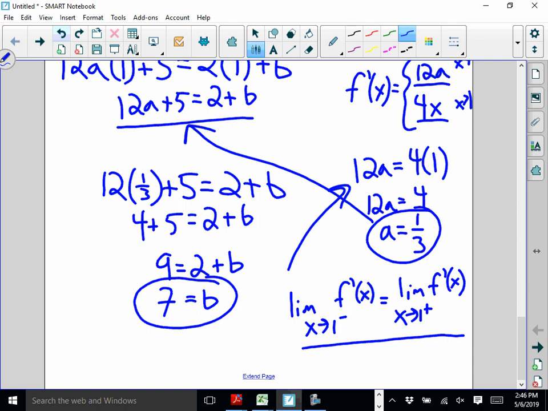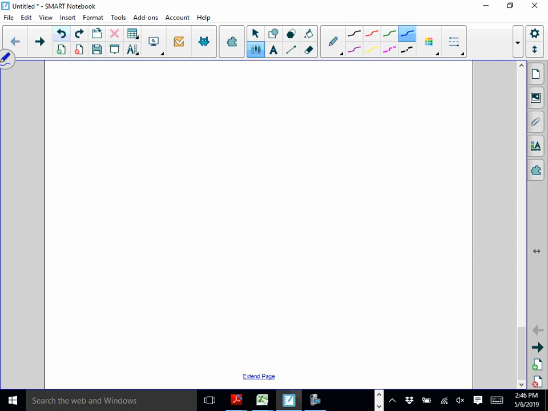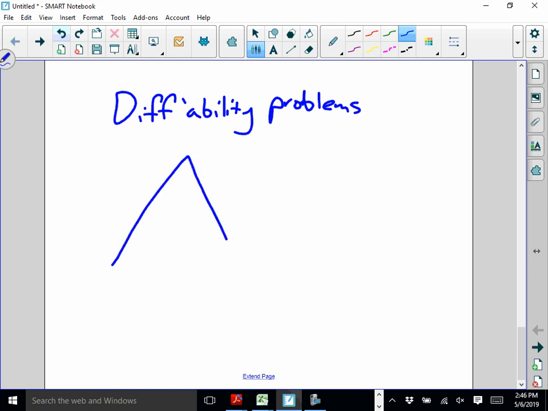We're going to have differentiability problems with corners. We're going to have differentiability problems with cusps. And we're going to have differentiability problems with vertical tangents. All of those places are going to give us difficulty with differentiability. Okay? If they tell you a function is differentiable, that means we also know it's continuous. Okay, lastly, L'Hopital's rule.